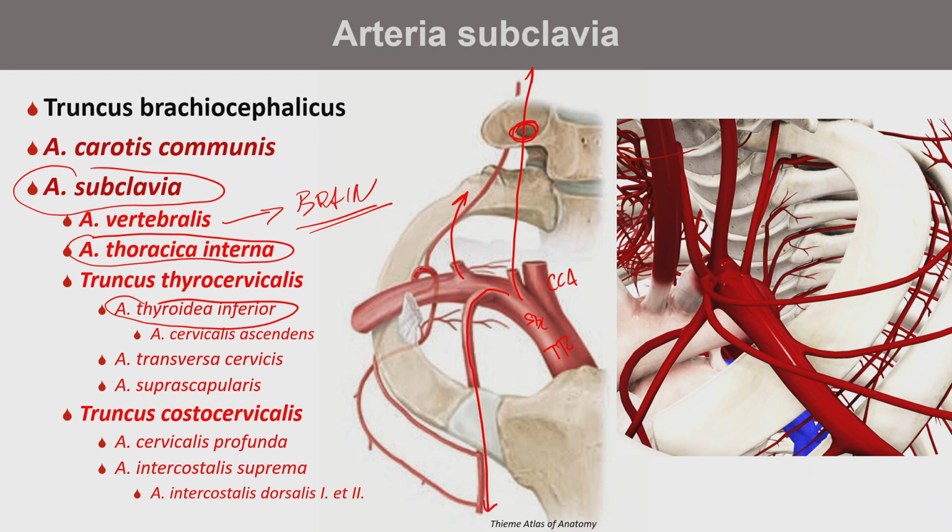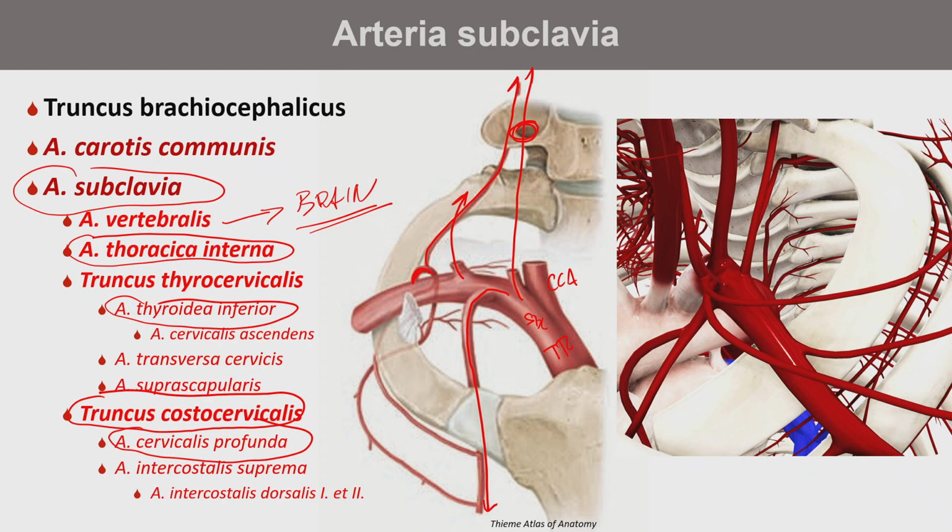The last artery of the subclavian artery, which is localized in this part, is called the costocervical trunk. The costocervical trunk is supplying ribs and then the neck region. The deep cervical artery is going into the deep structures and supplying deep muscles of the neck in the nuchal region.